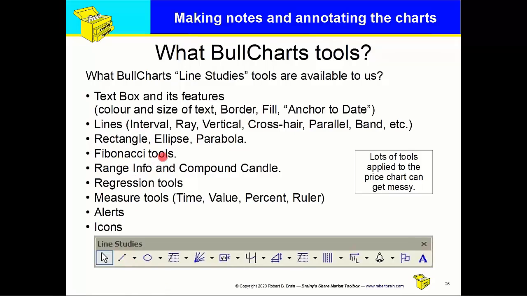We've got Fibonacci tools. One button there is devoted to Fibonacci tools. We've got the range information and compound candles. They can be very useful if we're looking at several bars or candles together. There's a range of regression tools. There's measurement tools to measure time, value, percentage, and the ruler. And I did use the trend measurement ruler on one of the charts we looked at a few minutes ago.